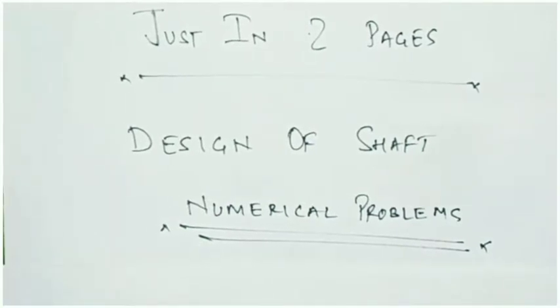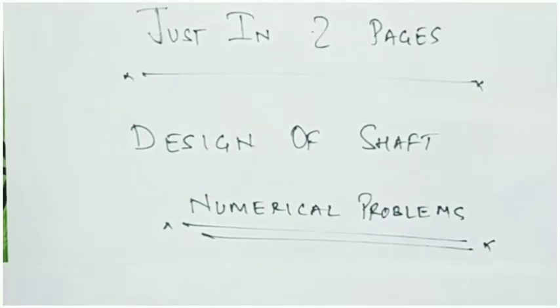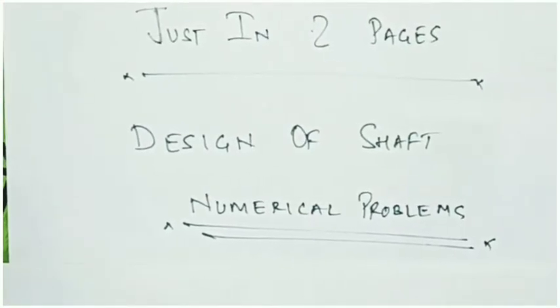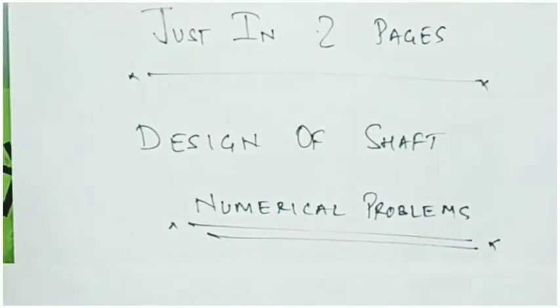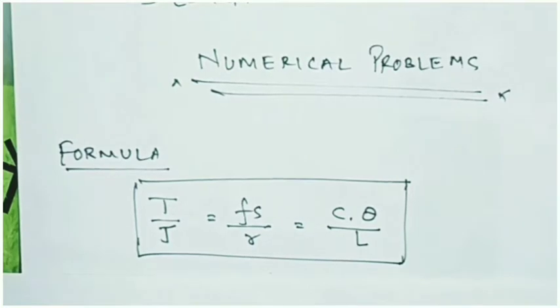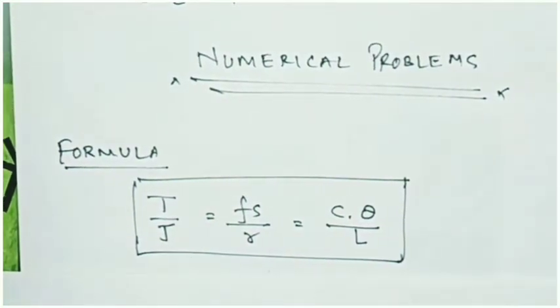Today in this video we are going to talk about designing of shaft, and we'll begin it with another numerical problem which is based on a different formula. The formula is T upon J is equal to Fs upon R is equal to C theta upon L.